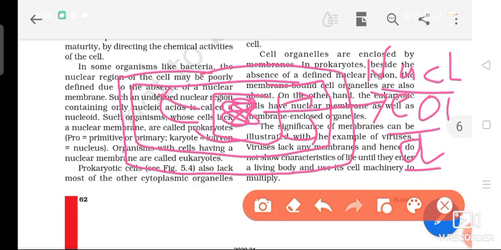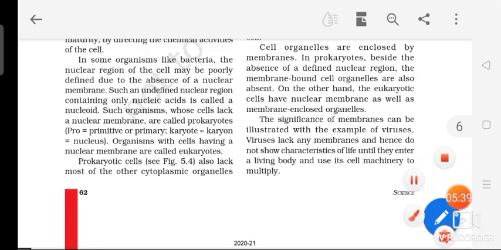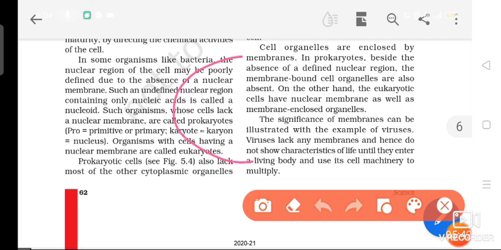While in the eukaryotes, this is the plasma membrane, this is the nucleus, and inside the nucleus chromatin threads are present. Okay, and the nuclear membrane is present, which is enclosing it and separating it from the other compartments.